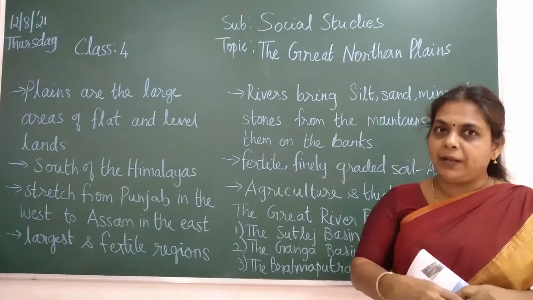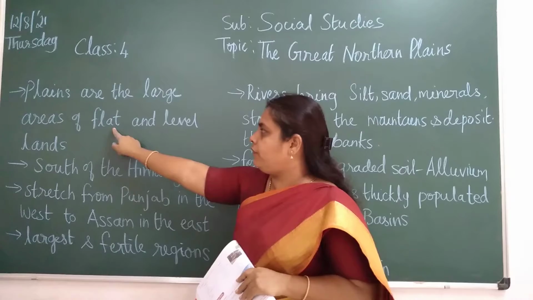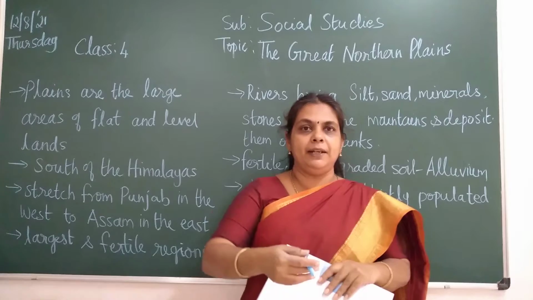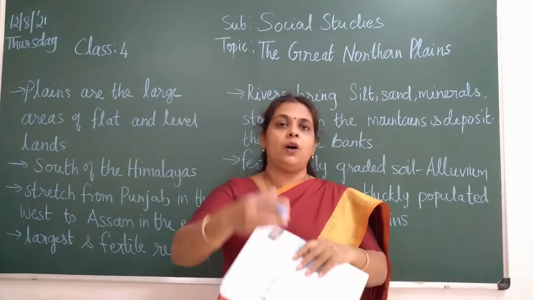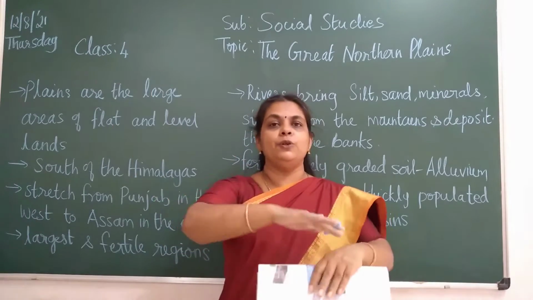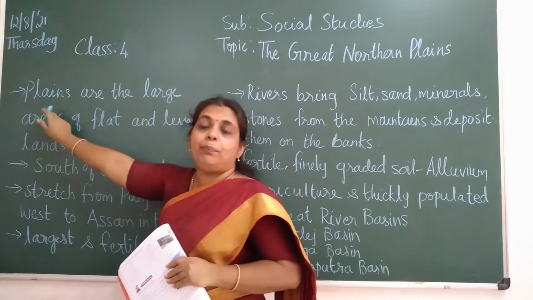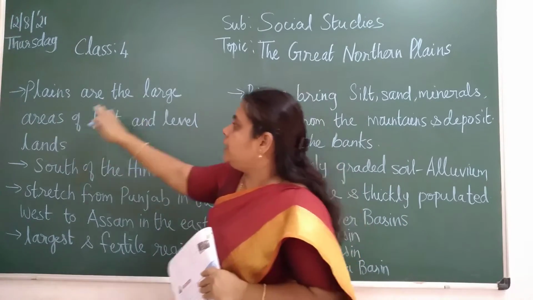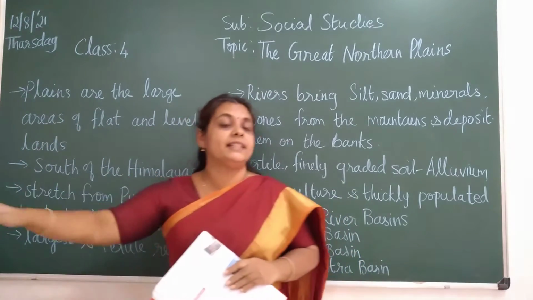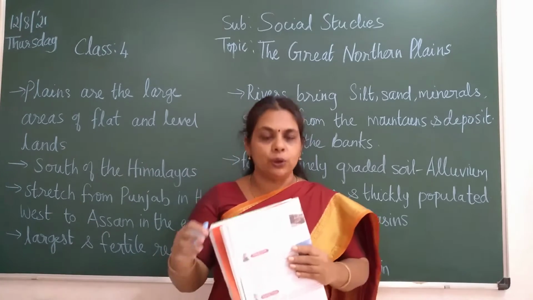So what are plains? See, plains are the large areas of flat and level lands, children. When you go and stand in a place, you don't see mountains or any hills or any highlands. Everywhere, wherever you see, it looks like a flat land. So that is called plains. Plains are the large areas of flat and level lands. It is leveled, so it will not have up and down. The lands don't look like that.